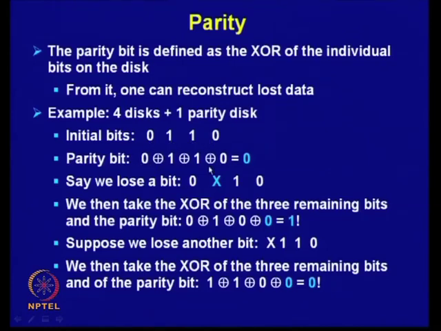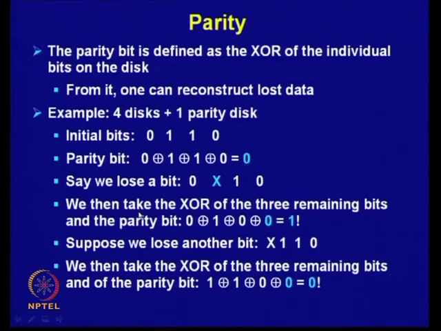So, parity bit can be easily calculated, since you are using even parity. So, 0 1 1 0, the even parity bit is 0. So, you will store 0 in that disk where you are storing the parity bits. Suppose we have lost a bit, that means disk number 1 has failed. You can reconstruct the data from the other disks, including the parity disk.